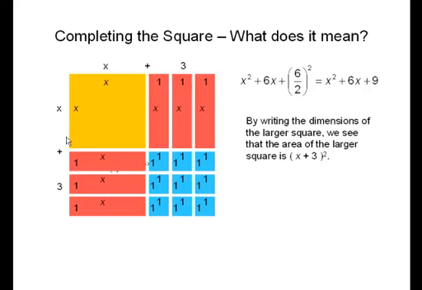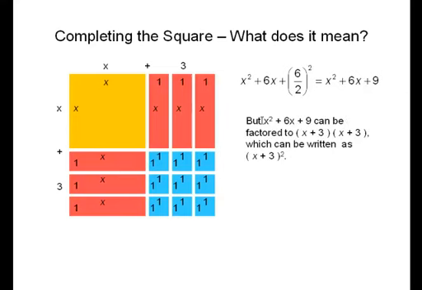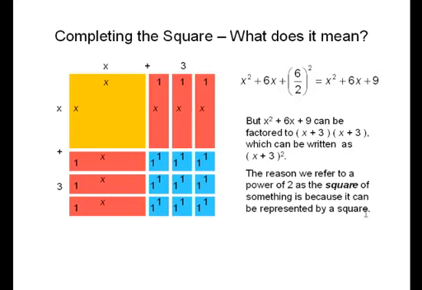If I want the area of the full figure here, it's going to be x plus 3 times x plus 3, or x plus 3 squared. It turns out that if I factor x squared plus 6x plus 9, it factors to x plus 3 times x plus 3, which can also be written as x plus 3 quantity squared. It is not an accident that we refer to powers of 2 as the square of something, because anything that's been taken to a power of 2 can be represented by a square.